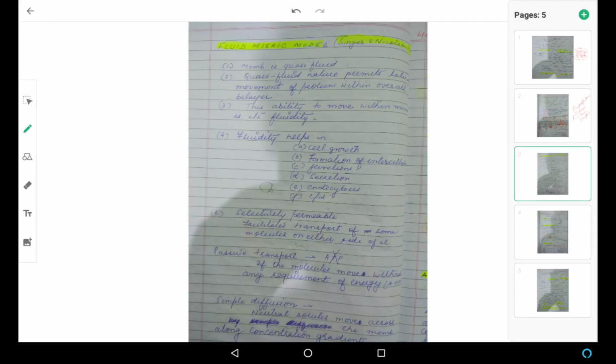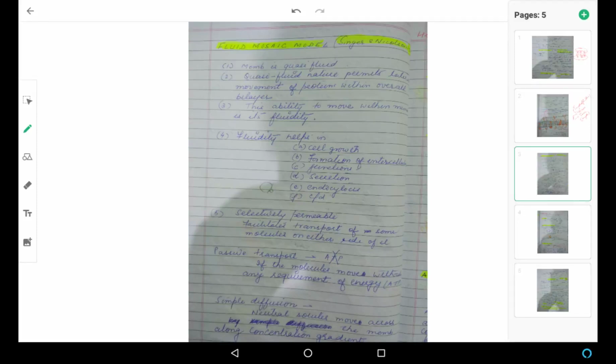Fluidity helps in cell growth, formation of intercellular junctions, secretions, endocytosis and exocytosis, and cell division. Had the membrane been non-fluidic, all those aspects which I have mentioned right now could not have been possible.